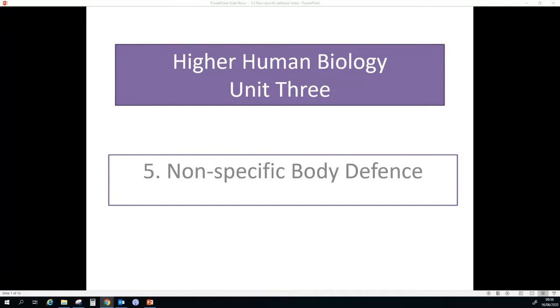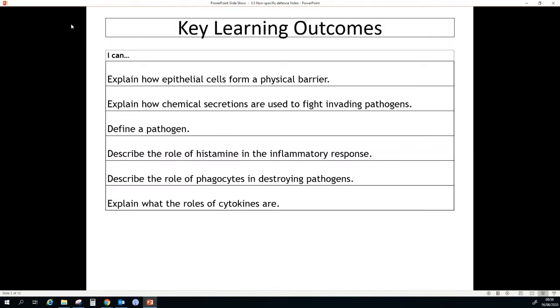To look at Higher Human Biology, Unit 3, Key Area 5, Non-Specific Body Defences. The key learning outcomes that hopefully we will be able to achieve by the end of this video are to explain how the epithelial cells form a physical barrier, to explain how chemical secretions are used to fight invading pathogens. So those two are grouped together in the initial defences.